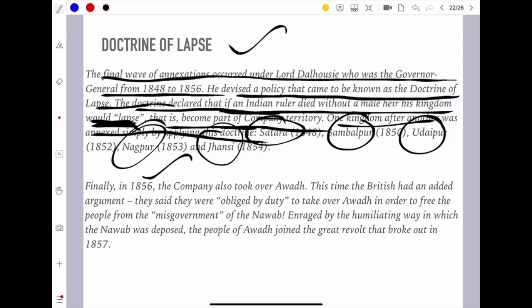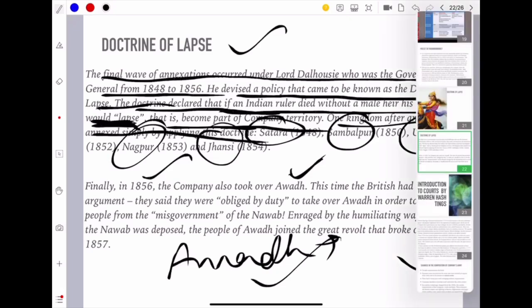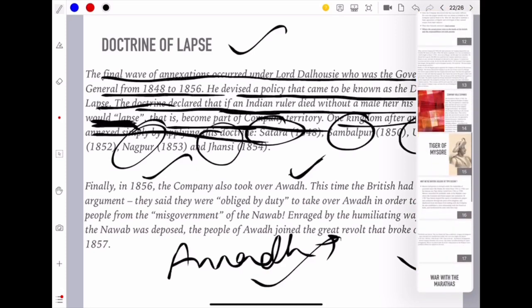Finally, in 1856, the company also took over Awadh. Awadh was annexed for subsidiary alliance. Some portions of Awadh were annexed for subsidiary alliance and some portions for the Doctrine of Lapse.